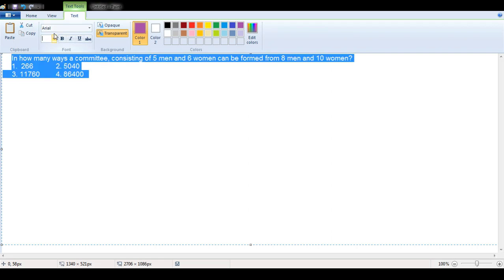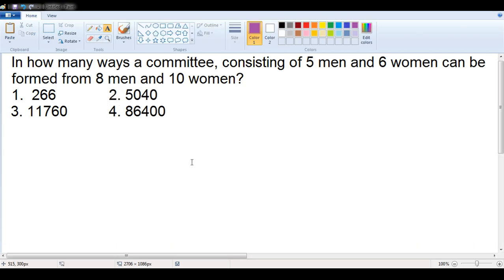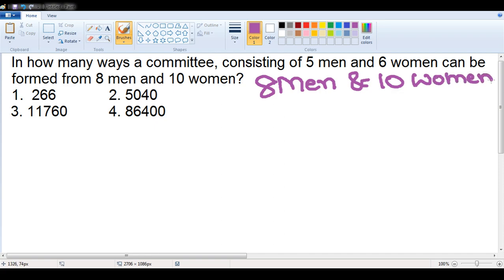Now see here, this is the question. In how many ways can a committee consisting of five men and six women be formed from 8 men and 10 women? That means there are 8 men and 10 women. From these 8 men and 10 women, I need to form a committee consisting of 5 men and 6 women.